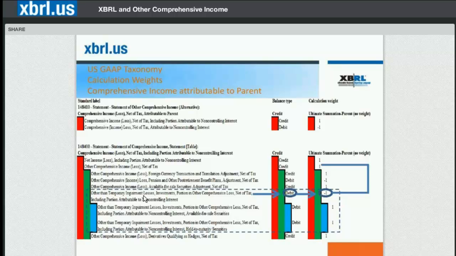The summation children of the OTTI element, for example here, have positive one calculation weights. So these OTTI children have positive calculation weights because they are debits and their parent is a debit, even though that element has a minus one calculation weight when it's compared to its parent, which has a credit.